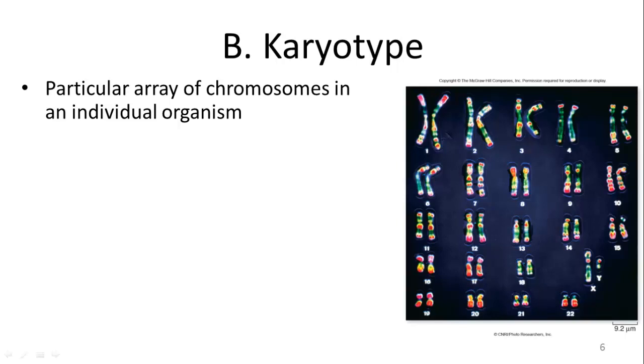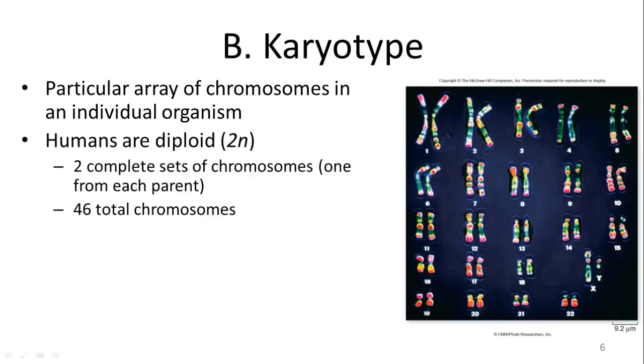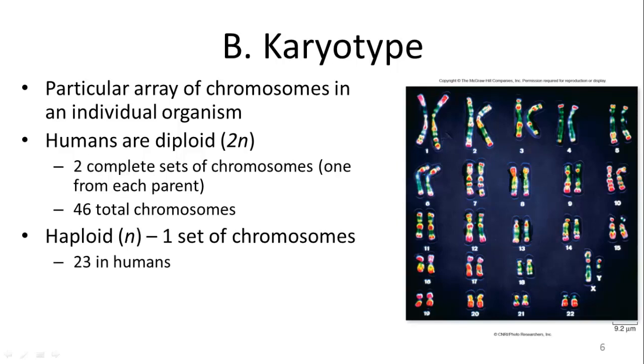A karyotype then is a particular array of chromosomes. So this is a karyotype of a human here. Humans are diploid, meaning they have two sets of chromosomes of the different kinds. One set they get from their mother and one set from their father, a total of 46 chromosomes. A haploid organism or cell has only one set of chromosomes and is represented by an N, where diploid would be 2N. A haploid human cell has 23 chromosomes, and you would see that in an egg or a sperm cell.